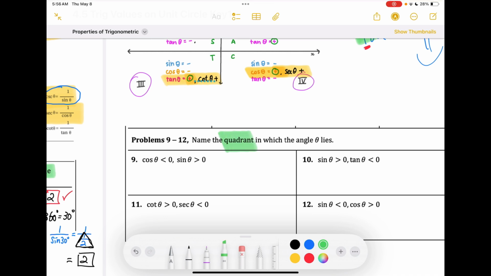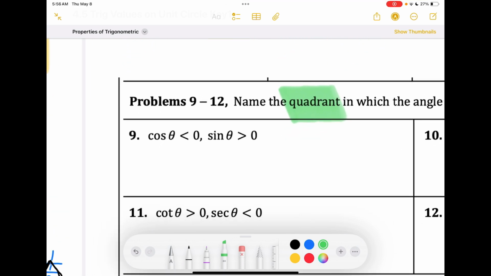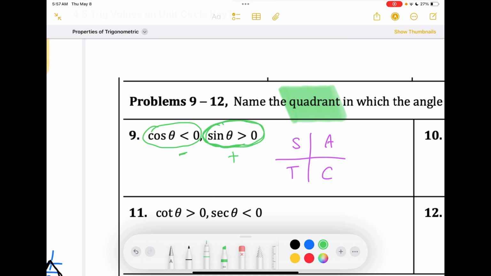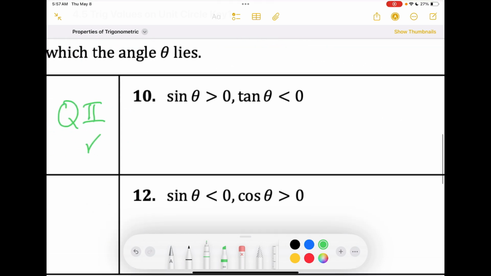So name the quadrant, which means I would love to know where my picture will fall: quadrant 1, 2, 3, or 4. So, how do I start? Well, All Students Take Calculus. Go. Knowing that cosine is negative, less than 0, but sine is positive. So cosine and sine are different. Only sine is positive. What does that tell me? Sine is positive. So therefore, this tells me my picture has to be in quadrant 2. Done. All right. Number 10.